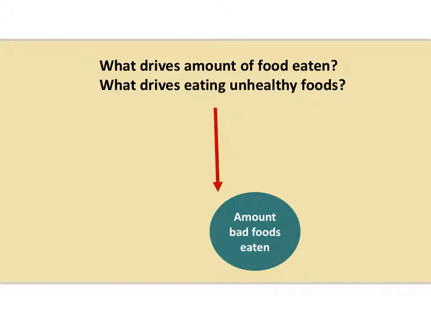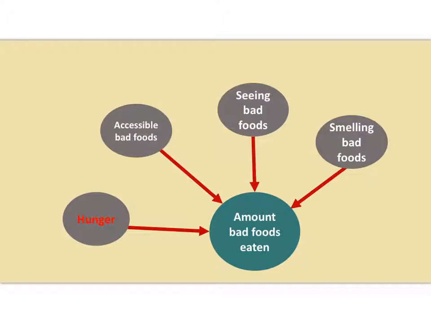So before you go on, just think about that for yourself. This kind of working backwards is really good. When you uncover a weak link, think about what is driving that variable and whether that's something you could affect. So maybe you came up with some of the same variables that I did, that hunger is a major driver of the amount of bad food, caloric foods, and so on that people eat.